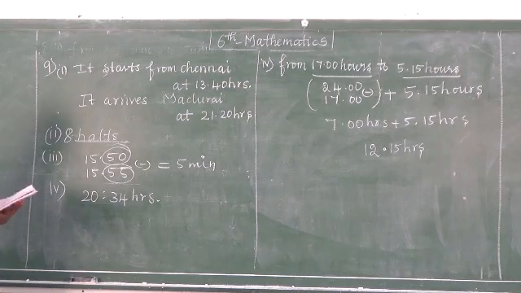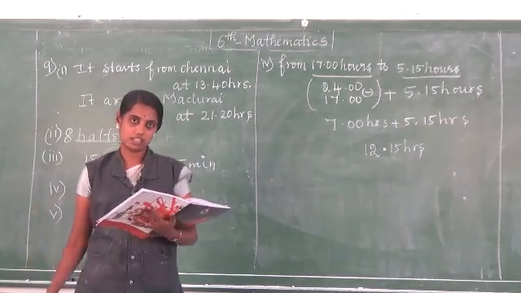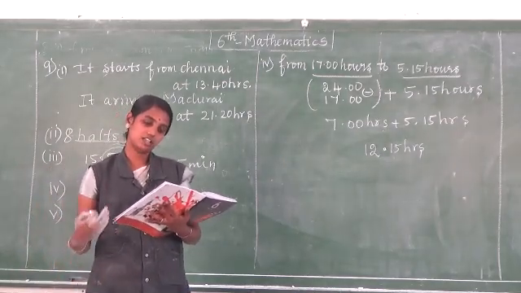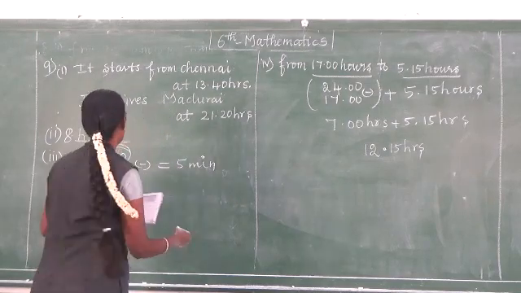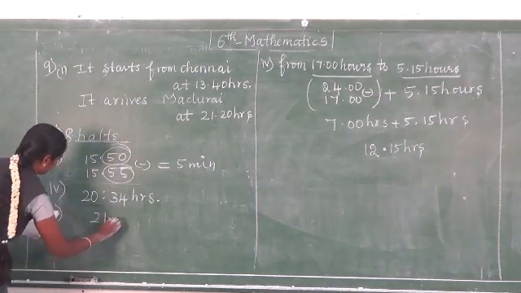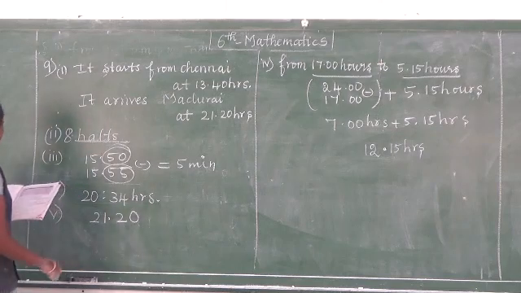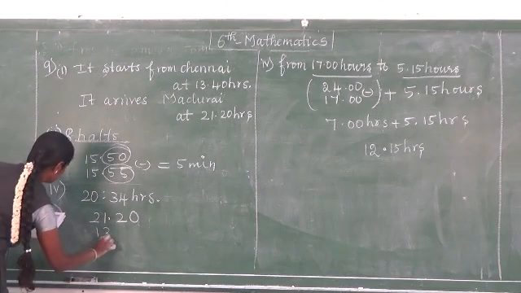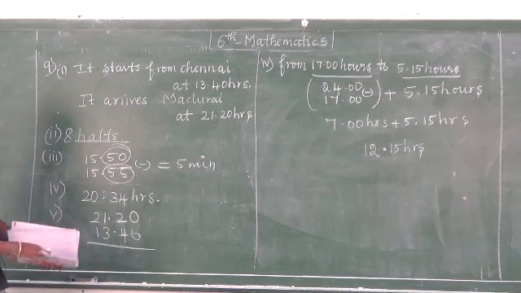Then option 5. Find the journey time from Chennai Egmore to Madurai. What is the journey time they are asking? So now we have to subtract. Madurai arrival is 21 hours 20 minutes. Then departure from Chennai Egmore is 13 hours 40 minutes. Okay, now listen to me.